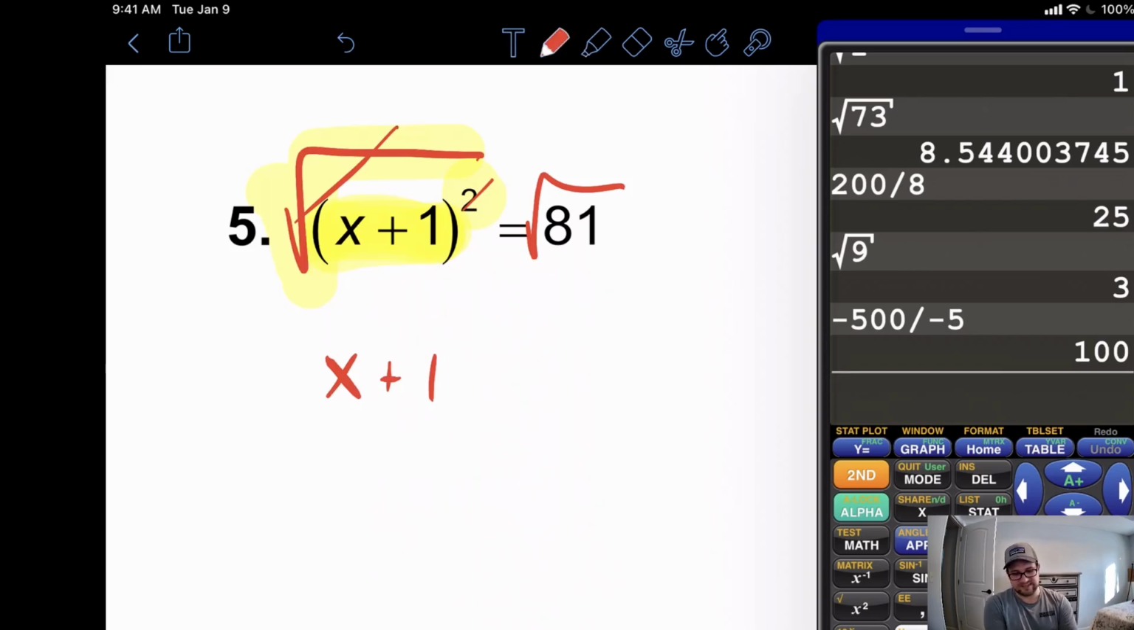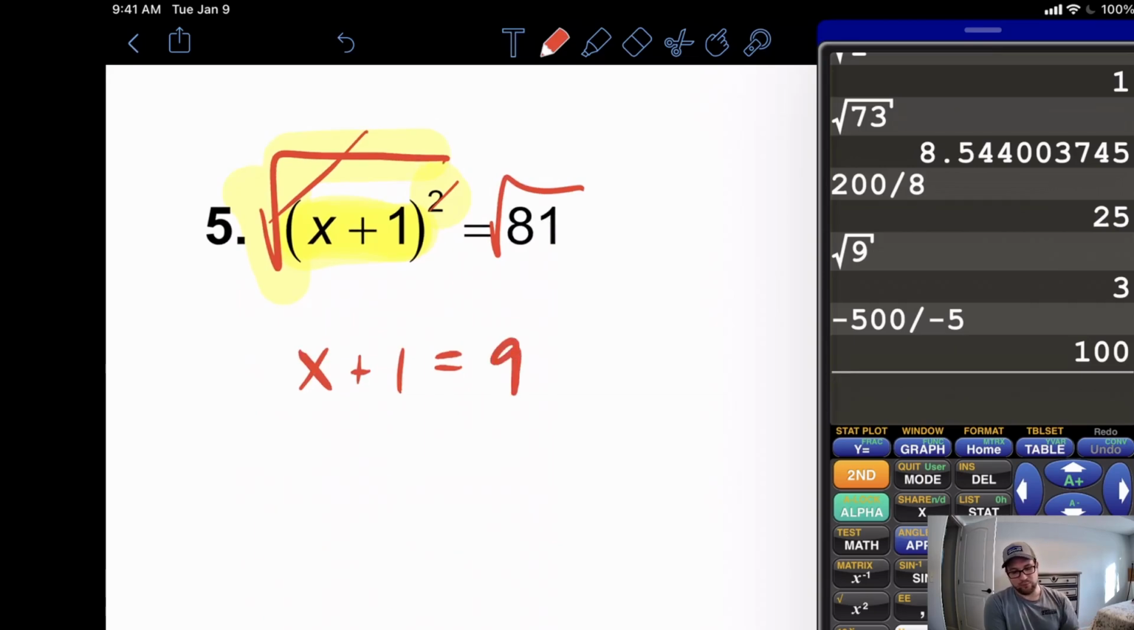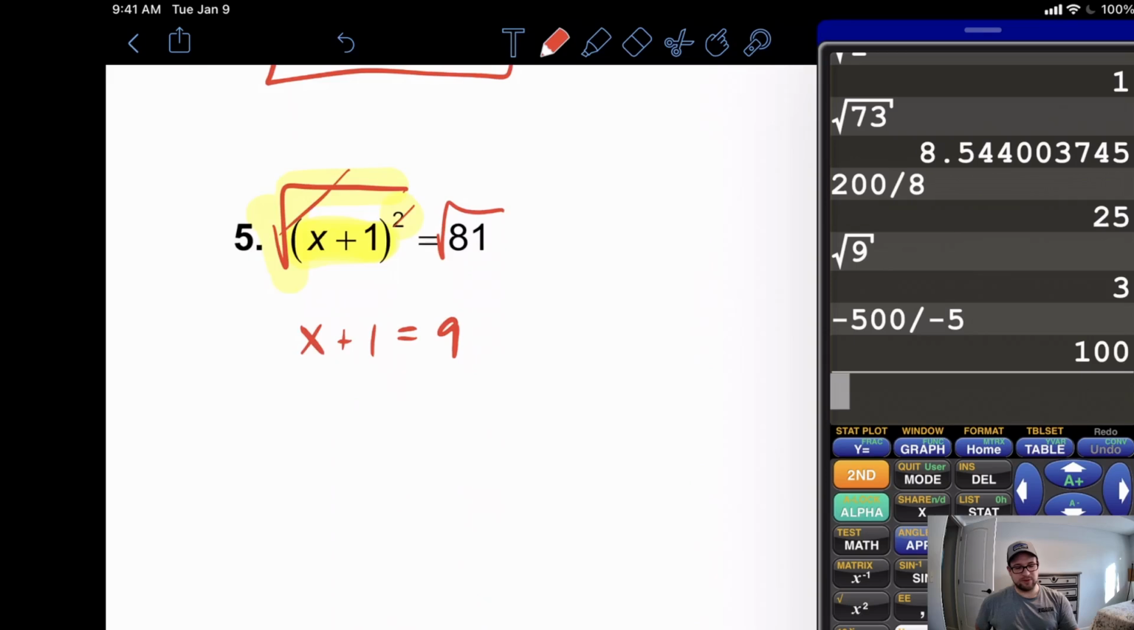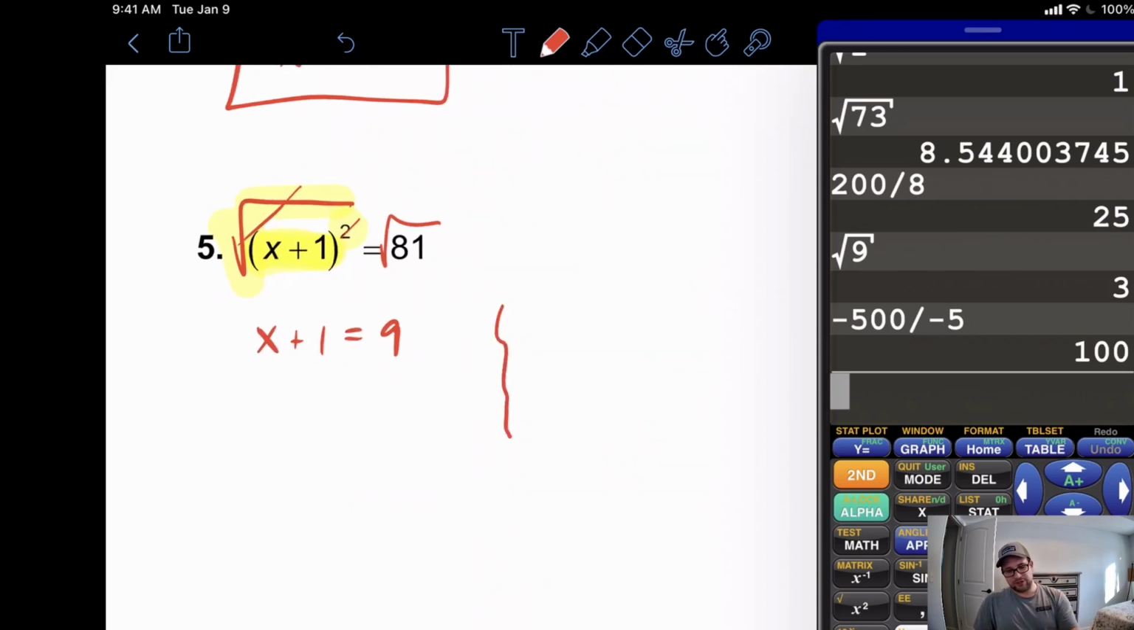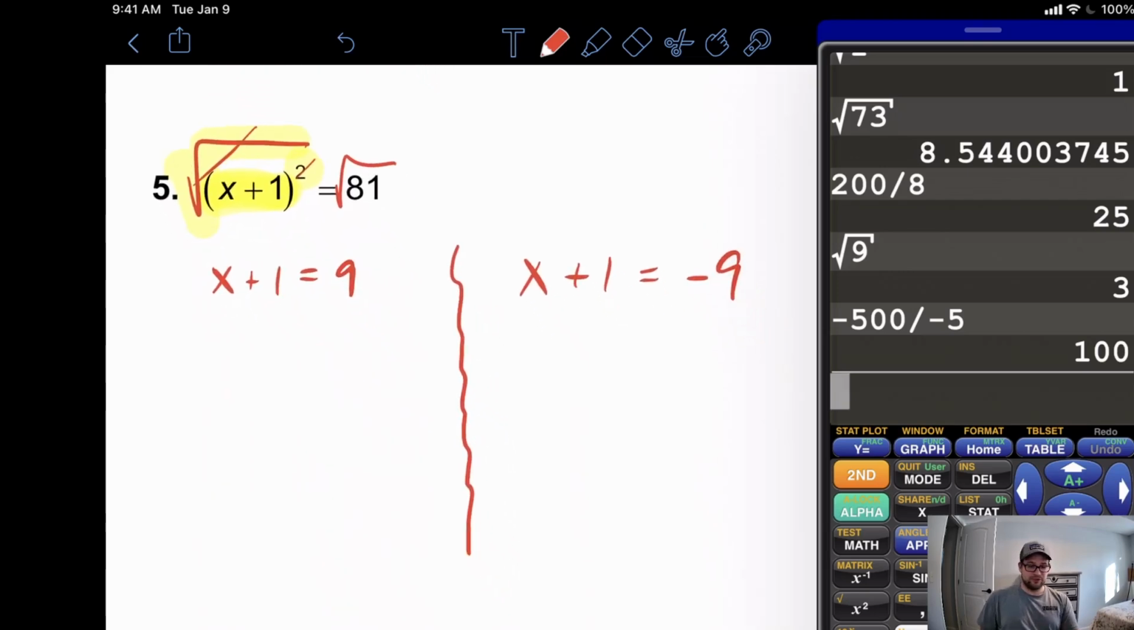Now, on the other side, 81, the square root of 81 I know is 9. Now, this is where we got to be really careful, guys. 9, remember, was one of our answers, but when we did this, we always got two answers. So this is where we're actually going to break it into two separate problems. So x plus 1 equals 9, and x plus 1 equals negative 9. You got to be careful and think about both of those situations.